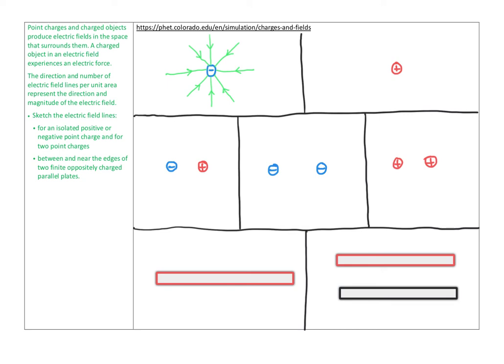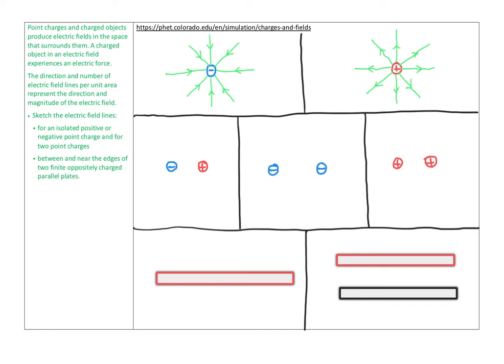If we had a positive charge, well then a test charge placed near that would be repelled. So the shape would look similar, but the field lines would all point away, because a positive test charge would be repelled. So it would be pushed away from that.